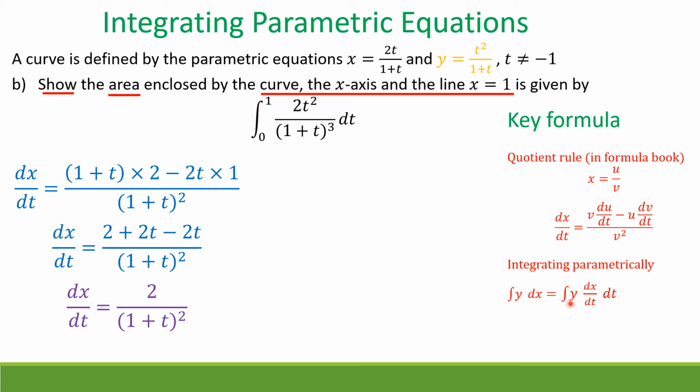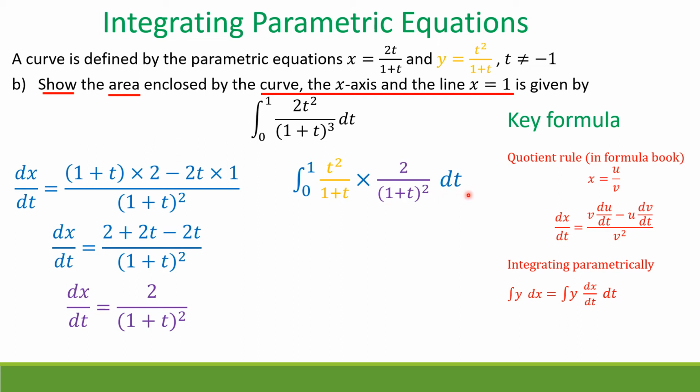So we know what y is. y is this expression here, t squared over 1 plus t. We've worked out dx by dt, which is this expression here, and dt will just remain as dt. So we're going to substitute all these values in. So instead of writing y, I've written t squared over 1 plus t, because that is the value of y. Instead of writing dx by dt, I'm going to write 2 over 1 plus t all squared, because that's the value of dx by dt, and dt just stays the same on the end.